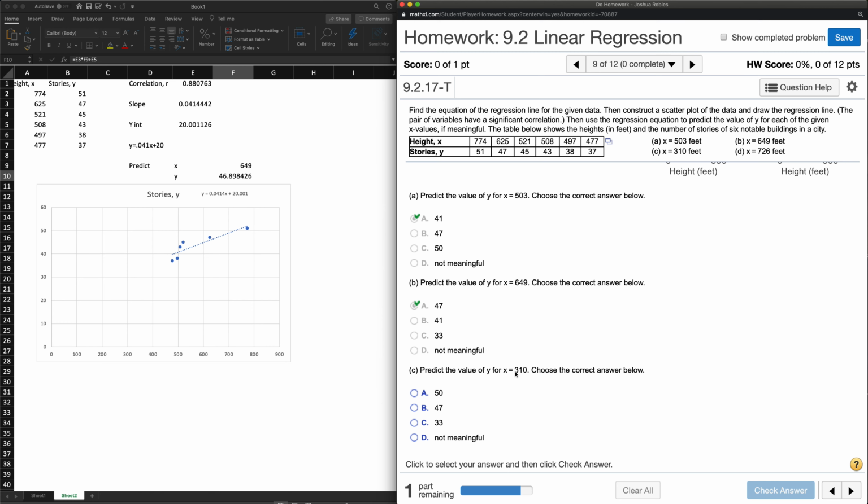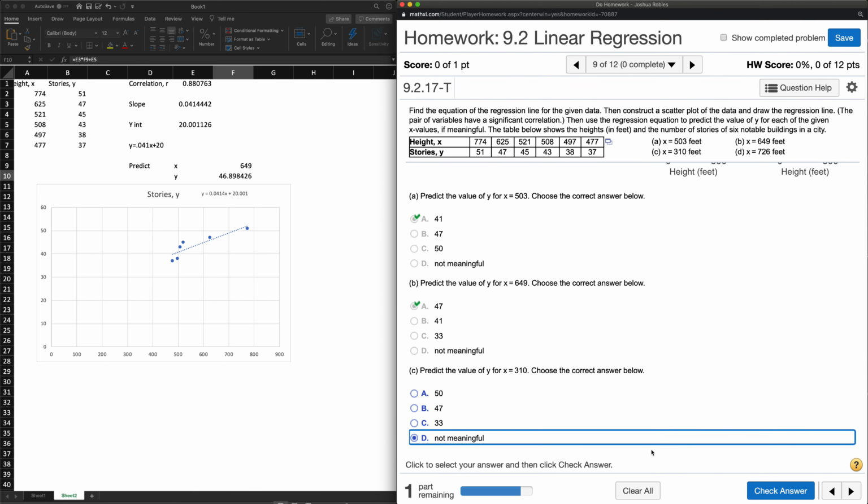All right, let's do the quick check again. Should I predict a value for 310? So 310 would be way over here. This is very far outside the range of our values, and we don't know if this pattern continues for buildings that are that small. So that is not meaningful.